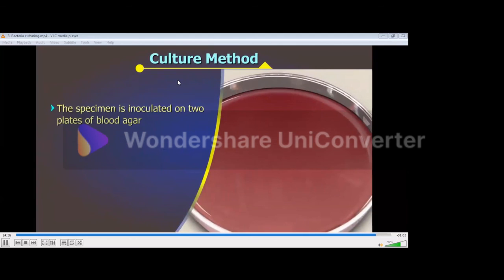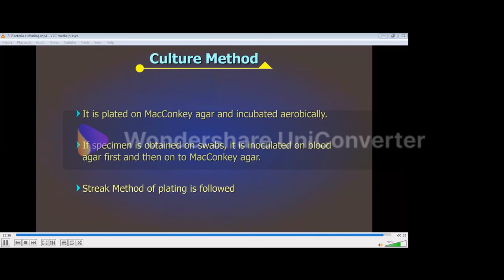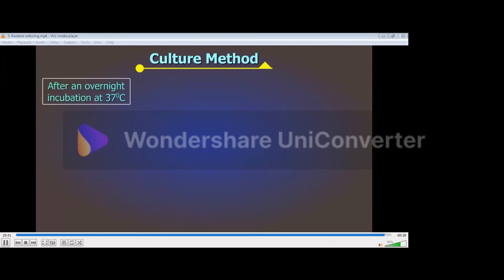Culture method. The specimen should be inoculated on two plates of blood agar, one for incubation at 37 degrees centigrade aerobically and the other for incubation anaerobically in nitrogen or hydrogen plus 5 to 10% carbon dioxide. It should also be plated on MacConkey agar and incubated aerobically. If the specimen is obtained on swabs, it should be first inoculated on blood agar and then onto MacConkey agar. Streak method of plating, which has been described earlier, should be followed.